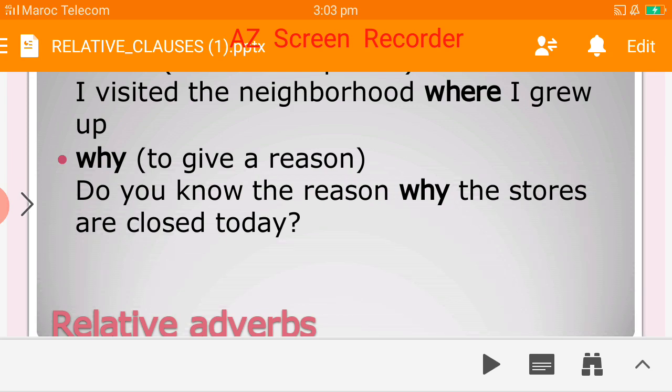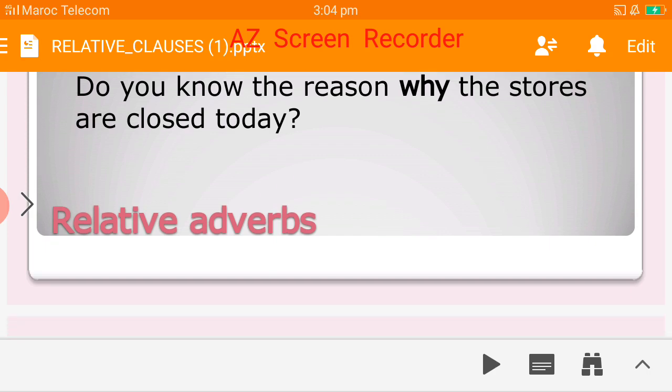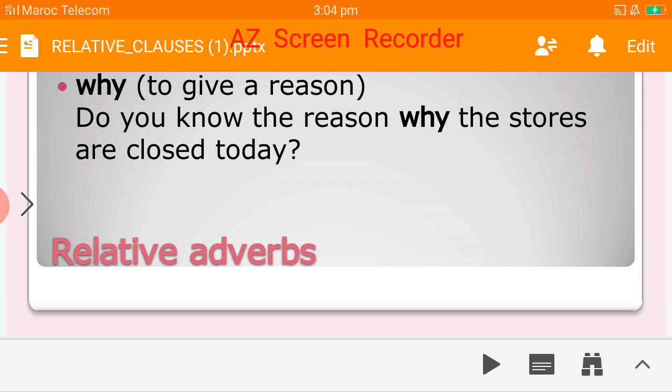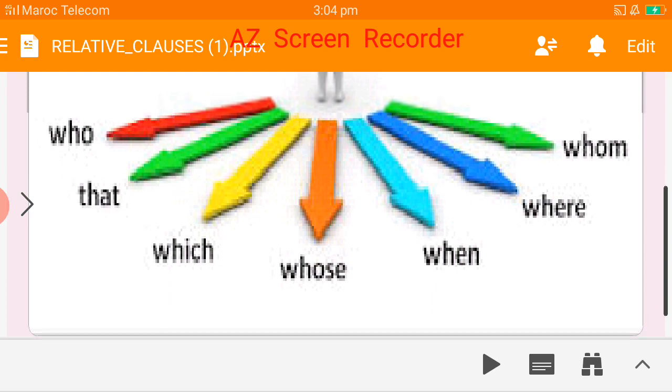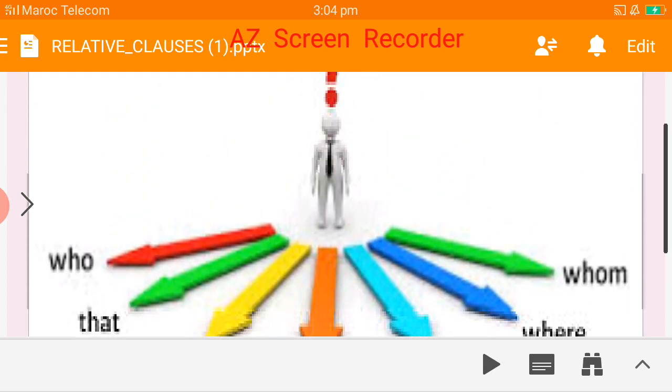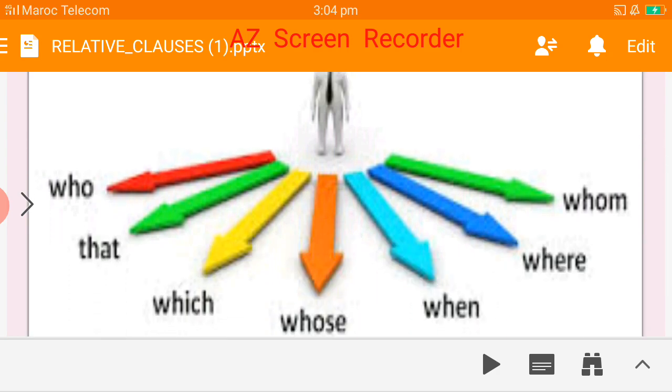Why, to give a reason. Do you know the reason why the stores are closed today? Why refers to the reason. Now, let's move to relative adverbs. As you see here, we have who, we have that, we have which, whose, when, where, and whom.